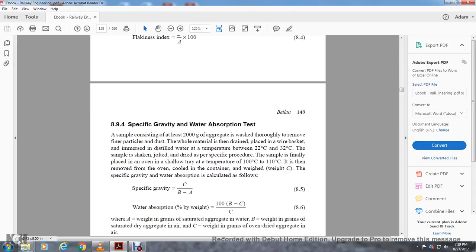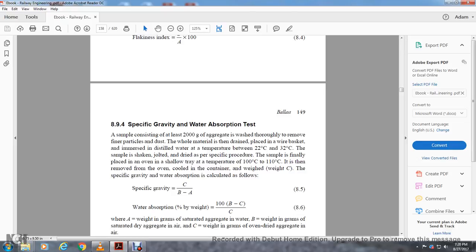The sample is finally placed in an oven in a shallow tray at a temperature of 100 to 110 degrees Celsius, and then removed and cooled in an air-tight container, then weighed. The specific gravity and water absorption are calculated as follows. Specific gravity equals the oven-dried weight divided by B minus A. Water absorption, percent by weight, equals 100 times B minus C over C.